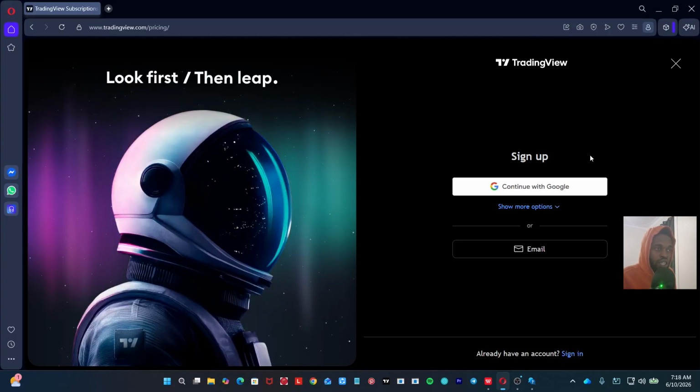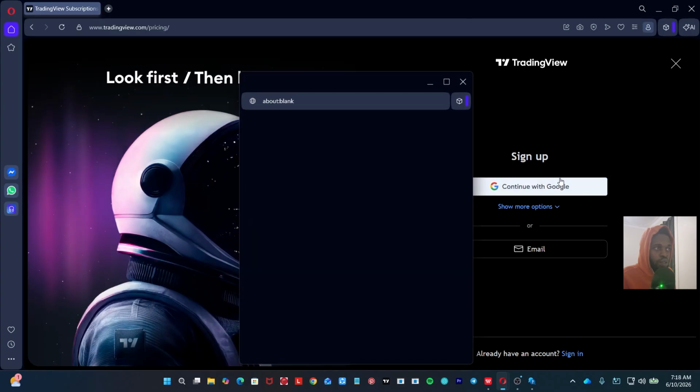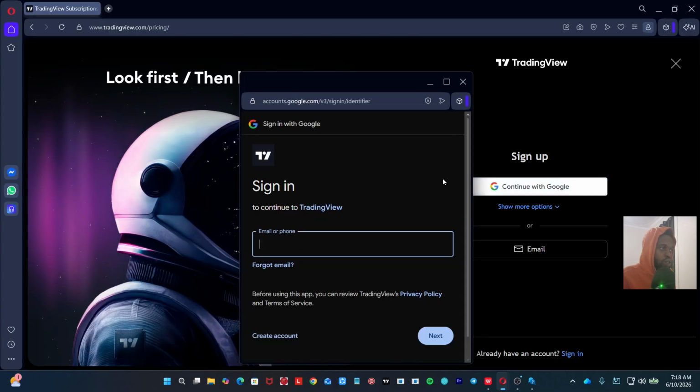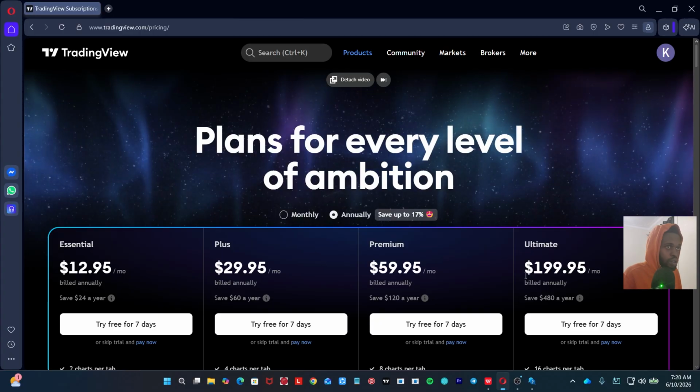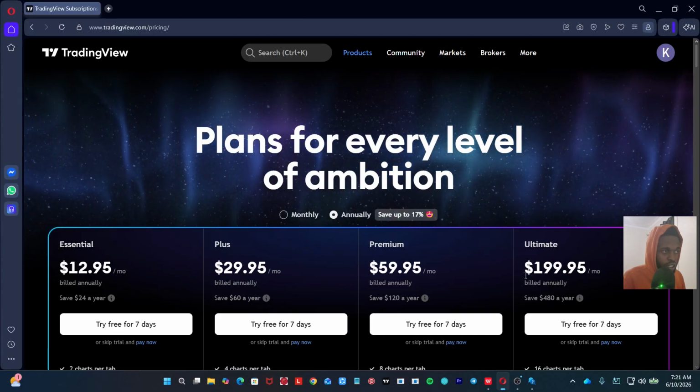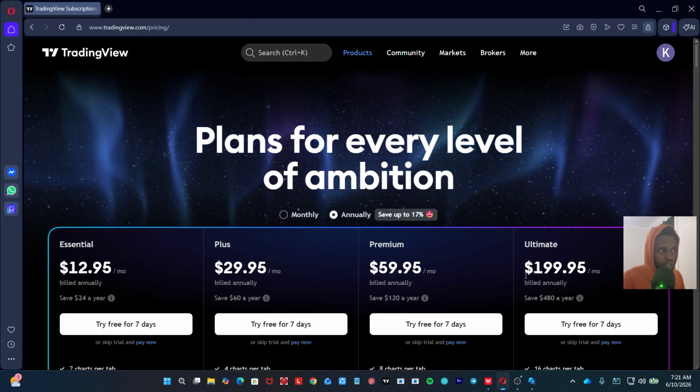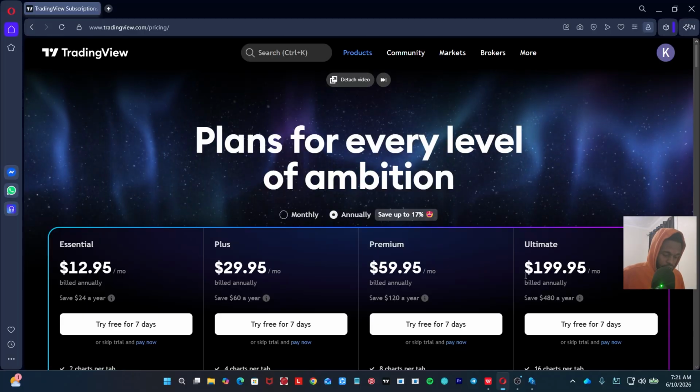On signing up, you can use your email. You put in your email, your details, and then you're signed in already. After that, you would go now to the TradingView site. If you signed up already, now you would be at this page. These are the different plans.